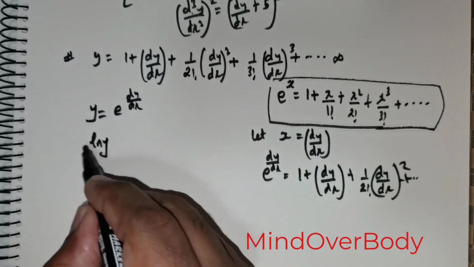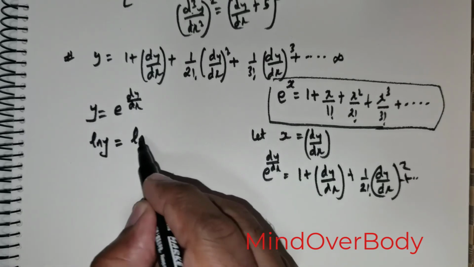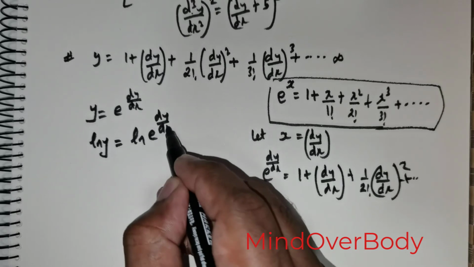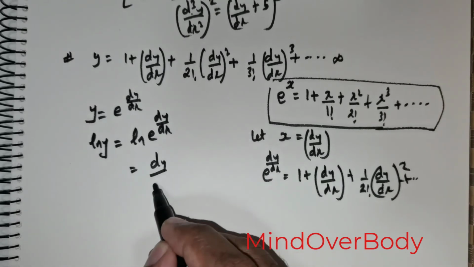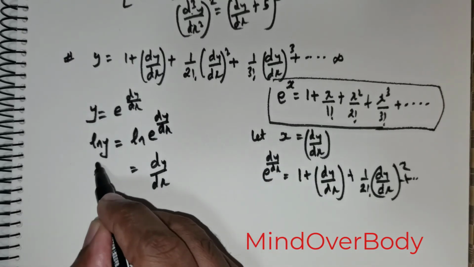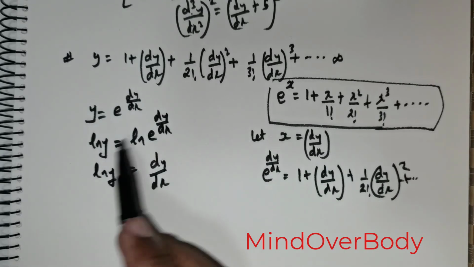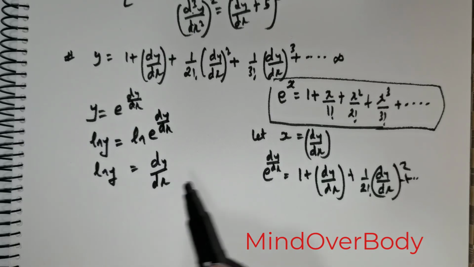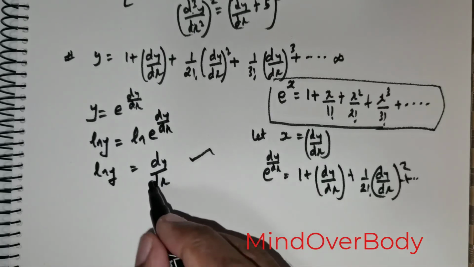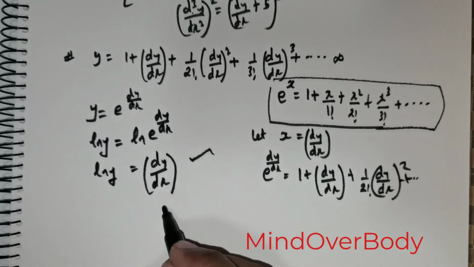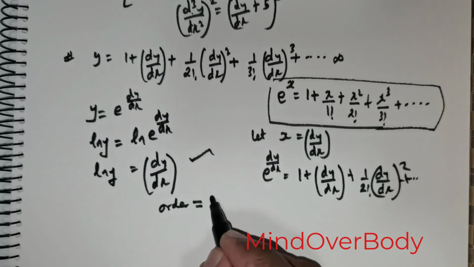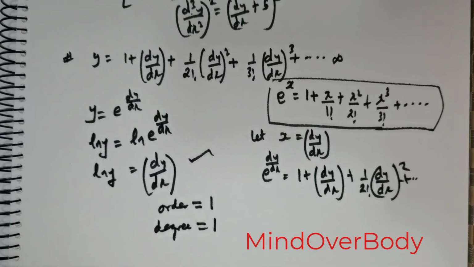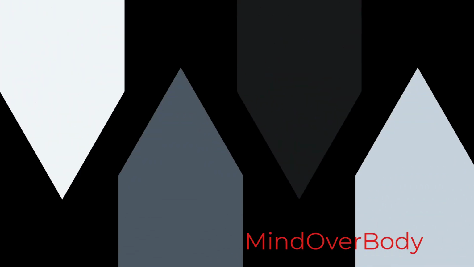To get rid of the exponential, we will take natural log on both sides. So this is going to be ln y is equal to ln e raised to the power of dy over dx. This is going to be dy over dx, and on the left hand side is going to be ln y. So clearly we see the differential operator is not inside any function. So this is acceptable. This is the only differential that we have got. Therefore we can state that order is equal to 1 and the degree is equal to 1. So this completes the solution to this question, students.